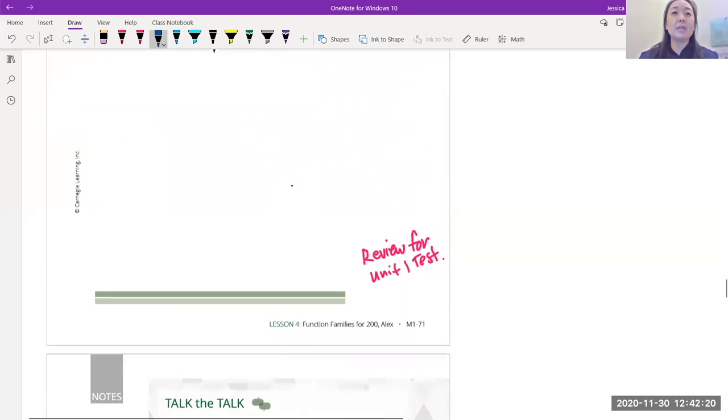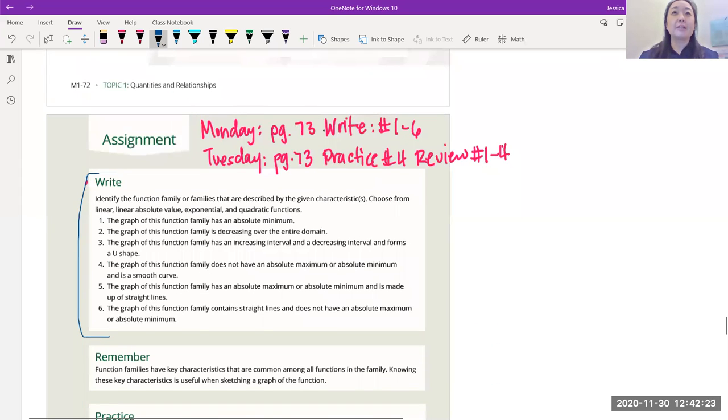And for the homework today, where are you? Right here. So that's going to be page 73. It's always at the back of the lesson. It's the right numbers 1 through 6.